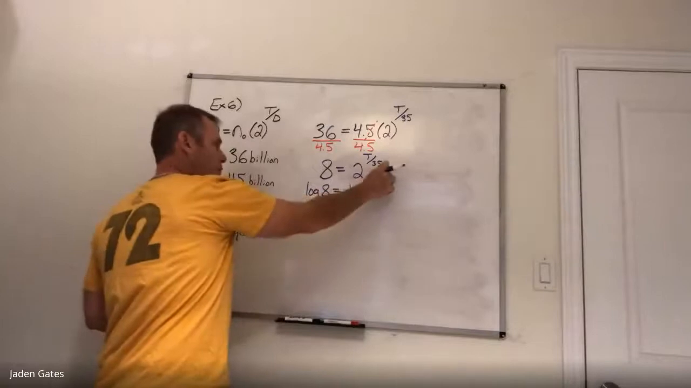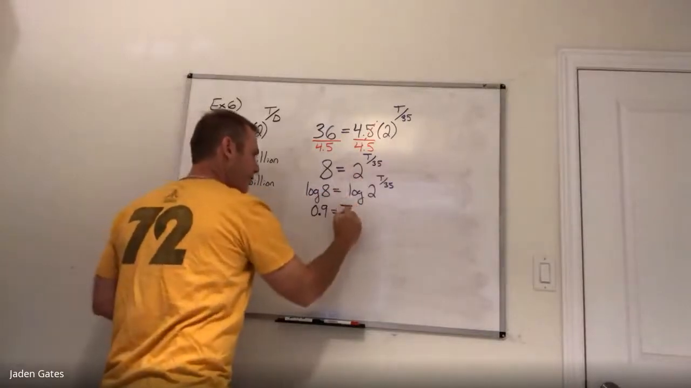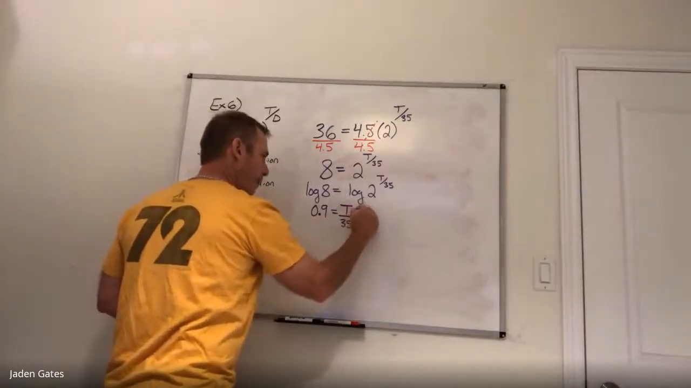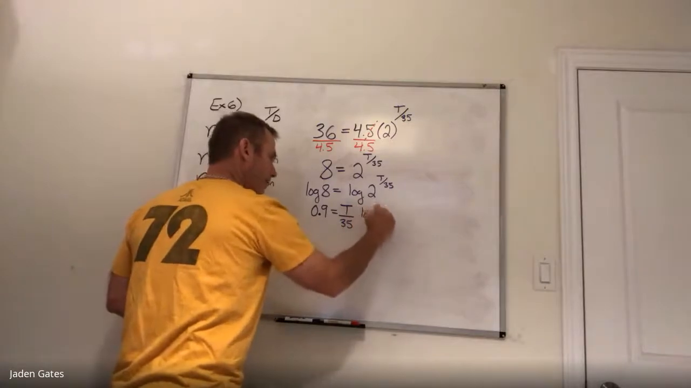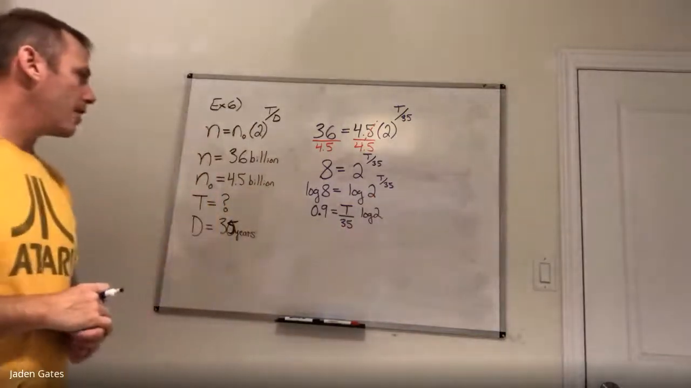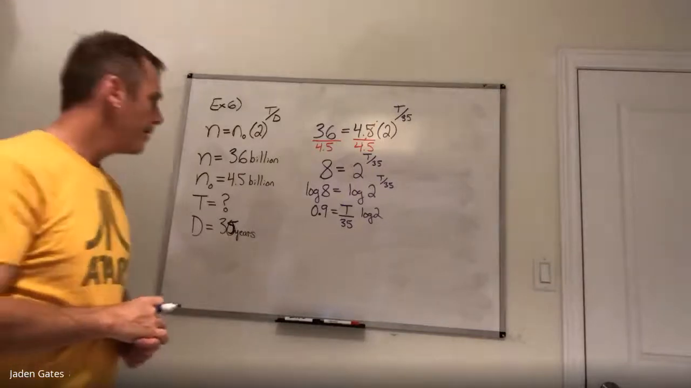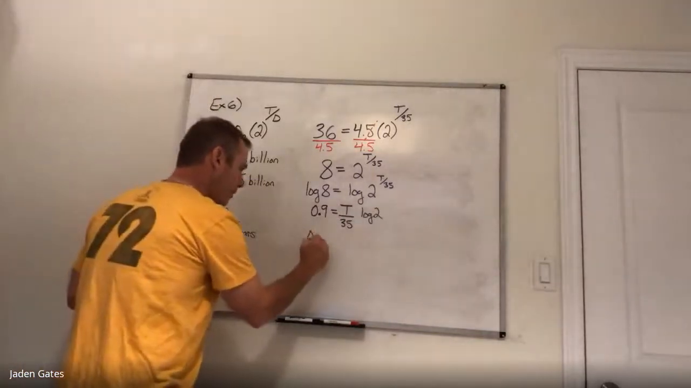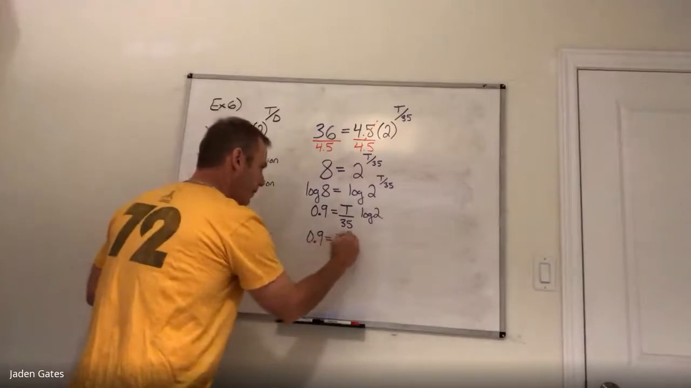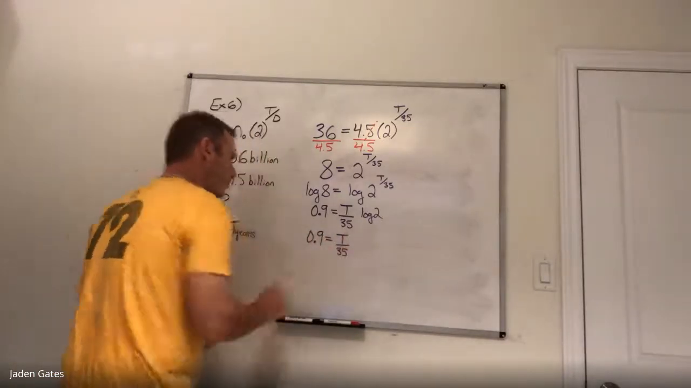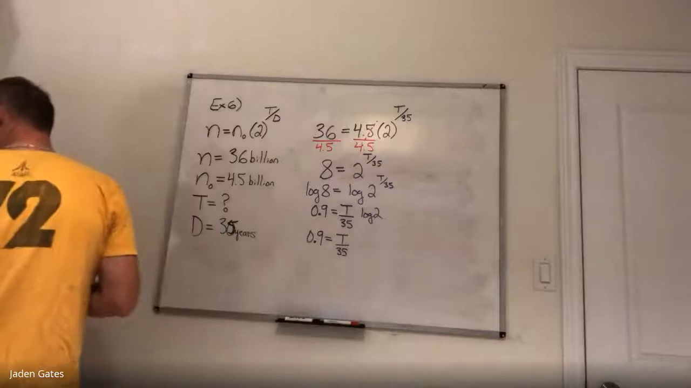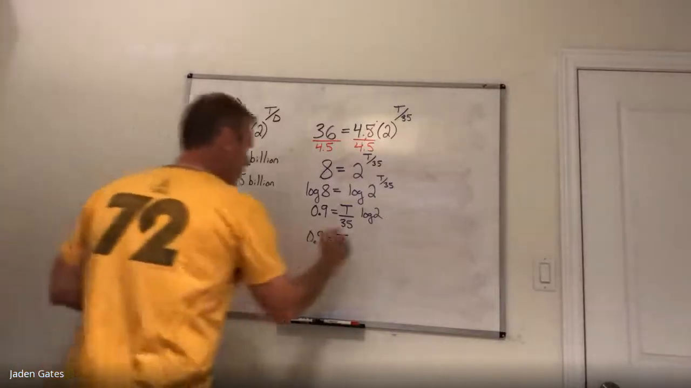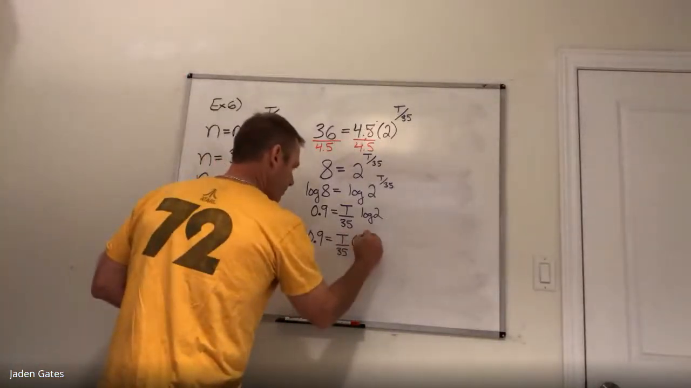Again, using my log rule, watch out, it's a fraction, so I'm going to write it as a fraction when I bring it down. So I have t divided by 35 times the log of 2. Again, I'm going to find the log of 2. The log function takes the numbers and makes them smaller. I'm getting a positive 0.3.